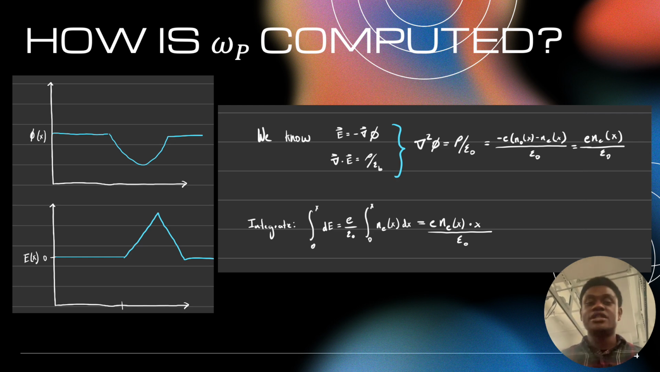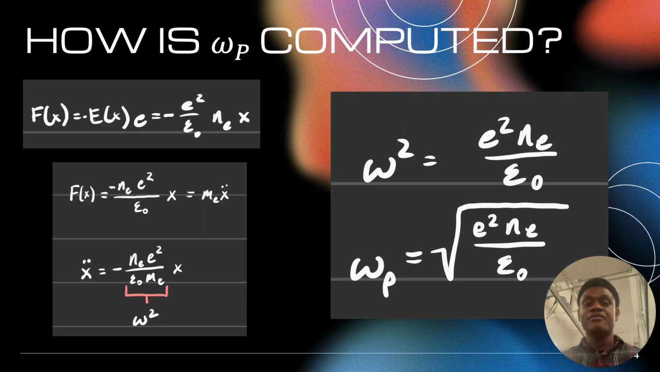Maxwell's equation tells us that the divergence of the electric field is equal to the charge density over the permittivity constant. And then we put all of those together, the charge density equaling the number density times the charge over epsilon naught, and we integrate over x, which x represents the distance from the quasi-neutral region, and we eventually get a function of the electric field.